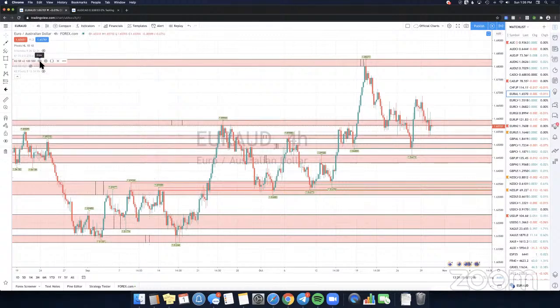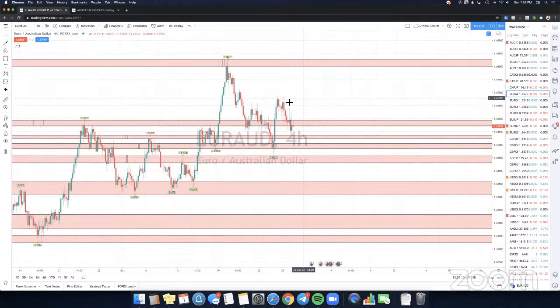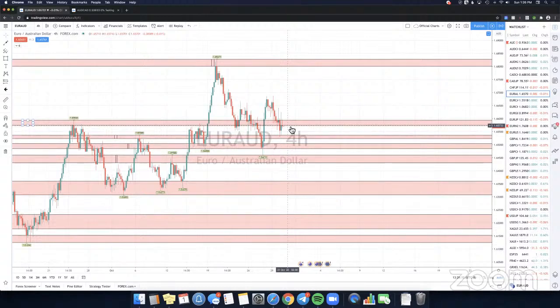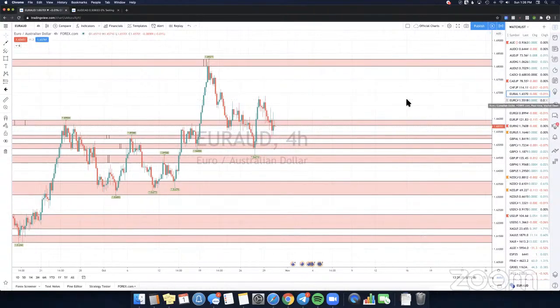All right, so I'm gonna hide the indicator. This upper zone right here where price currently is going to be 1.65733. And this lower zone down here is going to be 1.65364. So those are the two zones right there for Euro odd. Move on to the next one, Eurocad.